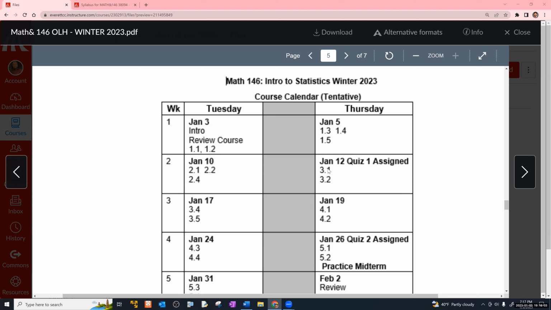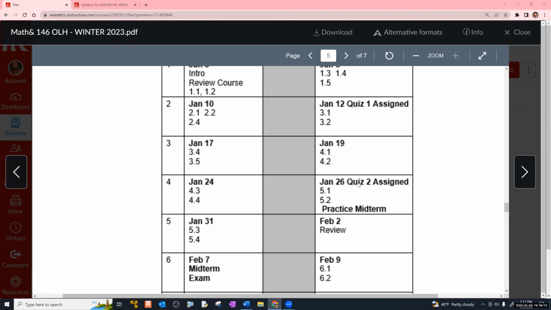And 3.1 through 4, so chapters 3 and 4, are going to be in quiz 2. Quiz 2 is assigned 2 weeks later. Now, chapter 5 is not going to be on quiz 2, but it will be on the midterm. The practice midterm is going to open the same day quiz 2 opens. They both open at the same time.